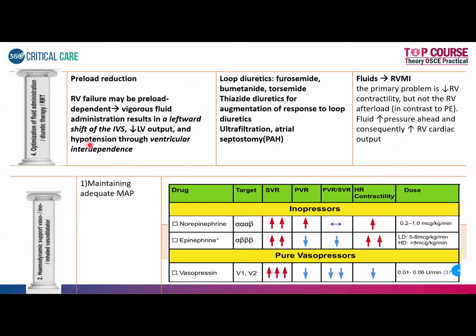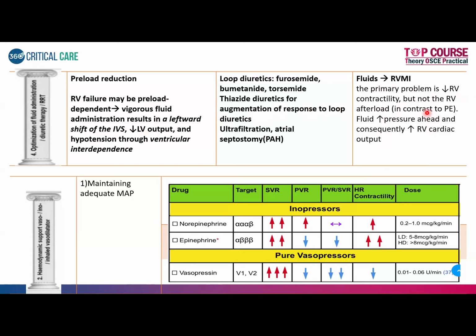And they might require, in case of an overload state, removal with loop diuretics like furosemide, or sometimes even RRT may be required. However, there is one particular condition, like the right ventricular MI. The primary problem here is the decrease in RV contractility and not the RV afterload, in contrast to pulmonary embolism. So in this situation, the fluid increases the pressure ahead and consequently improves the cardiac output. So whether to give the fluid or not, one has to decide.